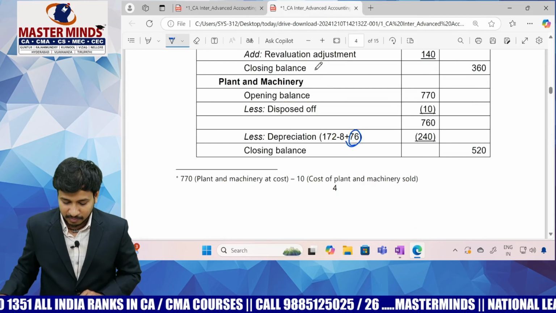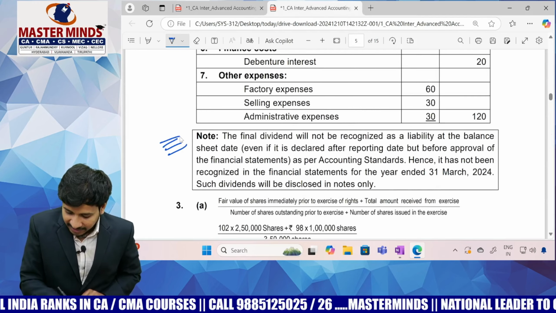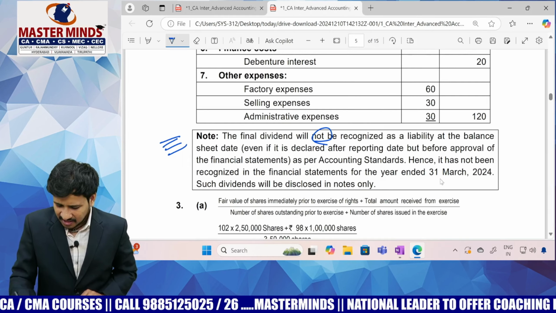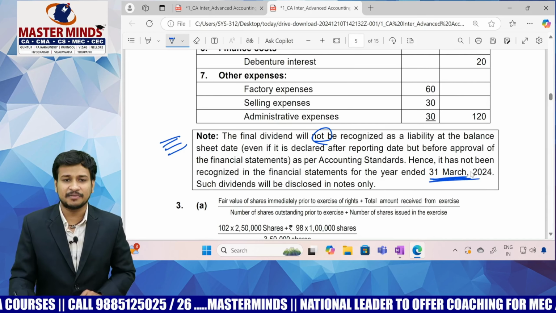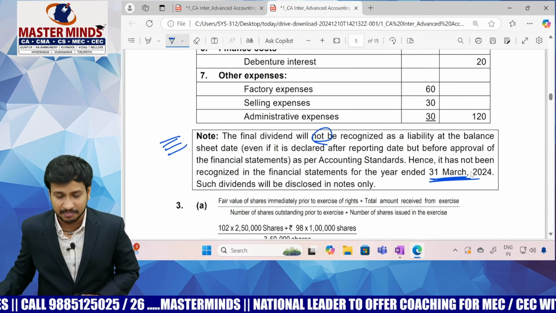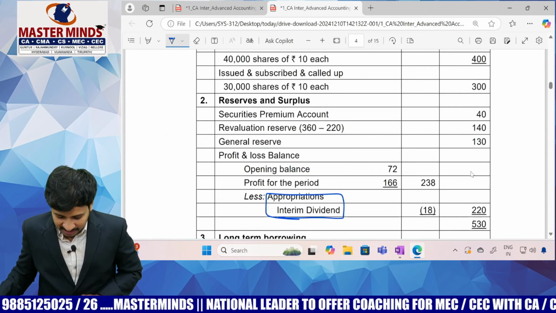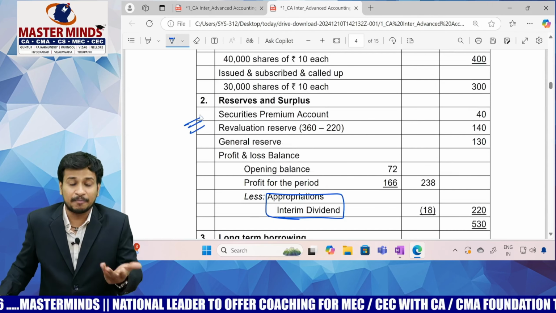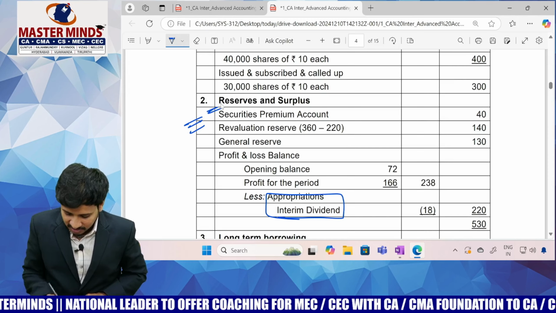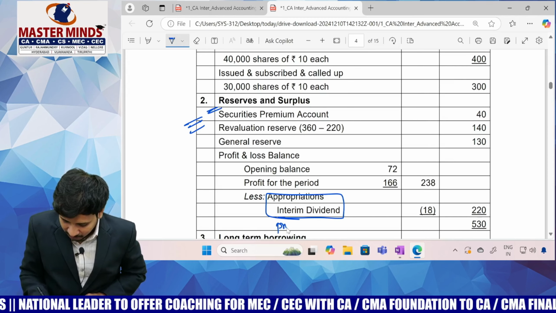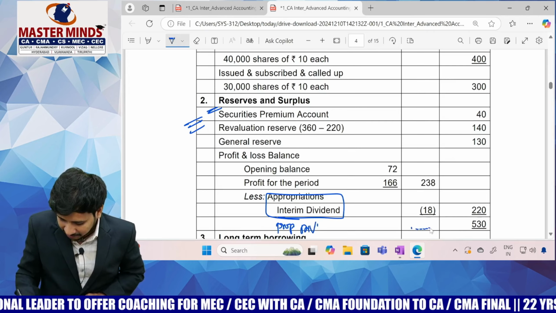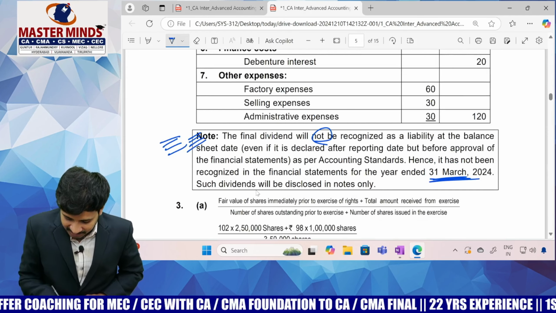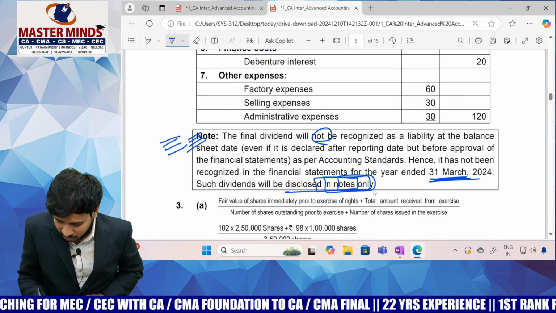My dear children, you are not supposed to include this one at all, because final dividend is not recognized as a liability, since the reporting period ending is 31/3, but the declaration is on 2nd April, which is after the completion of the financial year. If needed, you can just disclose the same as dividend proposed under notes to accounts, reserves and surplus. If you need, you can also write here proposed dividend 10% on the share capital, some amount, or you can just disclose it as a separate note. Such dividends will be disclosed only in notes. So take care, my dear children.